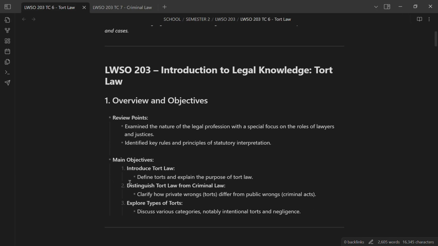Okay. So the objectives. We're looking at introducing tort law, so define it and its purposes. We're looking at distinguishing tort law from criminal law, right? Clarify how private wrongs differ from public wrongs. Private wrongs are tort, as we'll see, and public wrongs are criminal, as we will see, and explore different types of torts. That's going to be fun. Discuss various categories, notably intentional torts, and of course, negligence, which plays a huge part in things, especially like strict liability, which we will get into. Okay.